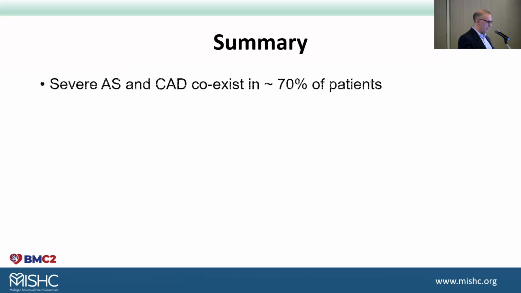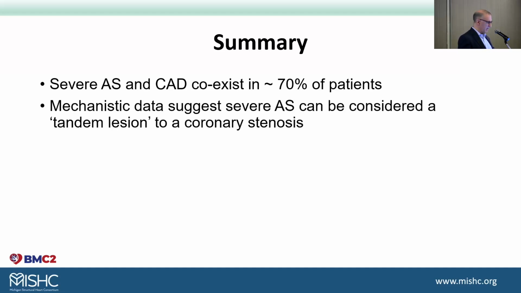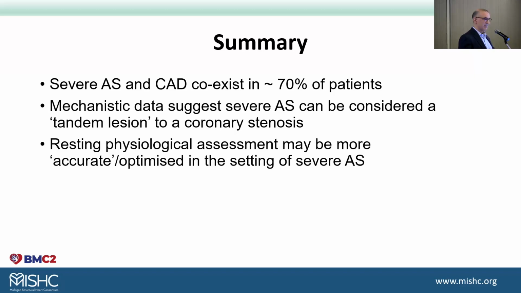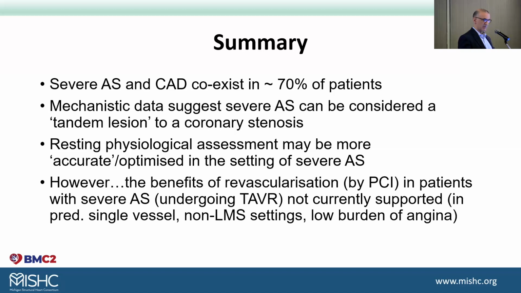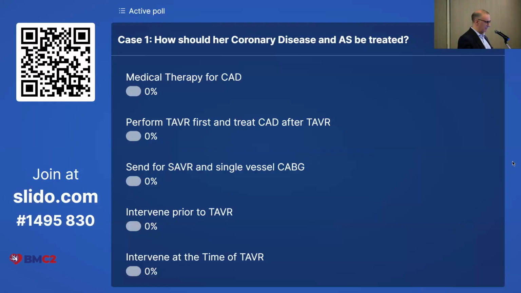In the summary of the study, severe AS patients and CAD coexist. Mechanistic data suggests that severe AS can be considered a tandem lesion, which we've said, so this is a second study confirming this. Resting physiology may be more accurate and optimal in the setting of severe AS. However, the benefits of revascularization by PCI in patients with severe single vessel AS and Canadian class symptomatology 2 or less are not currently supported in the single vessel, non-left main setting with low burden of angina.